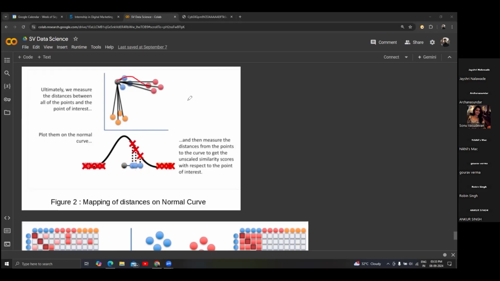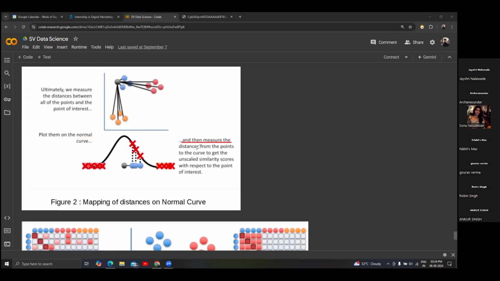And the same goes for the red one. The red ones are here, which are very distant. So if you make a curve, this curve's high peak shows that there is a very small distance among them, right? Ultimately, we measure the distance between all the points and the point of interest. So we take one point at a time and calculate the distance to all of the other data points, and plot them on the normal curve.